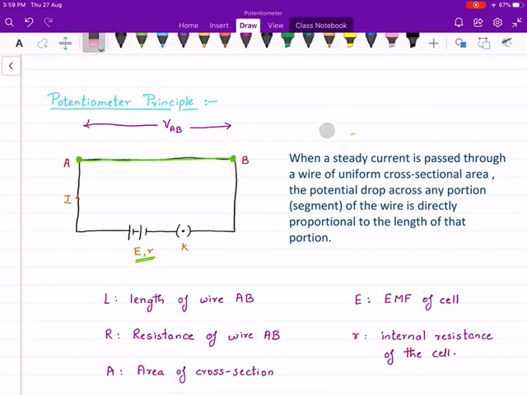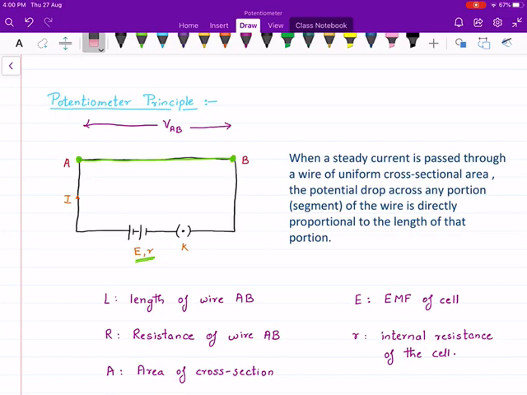So what is the principle behind this potentiometer? Let's see. When a steady current is passed through a wire of uniform cross-sectional area, the potential drop across any portion of the wire is directly proportional to the length of that portion. Now if you read it like this, it is a little difficult to understand. So let me simplify this principle for you.